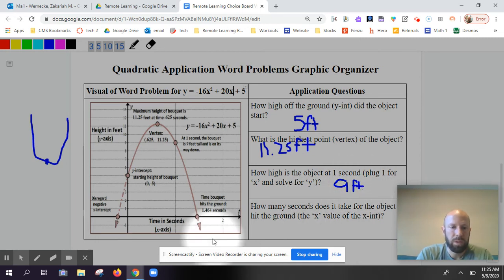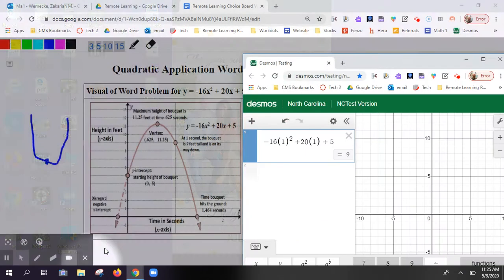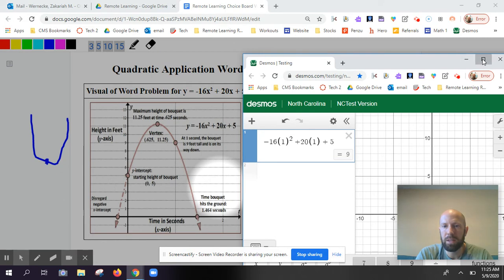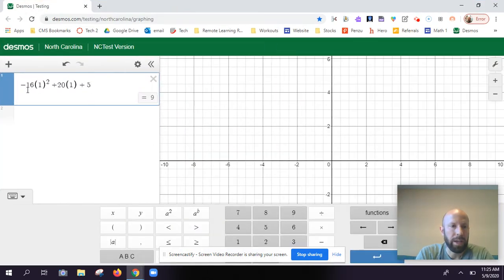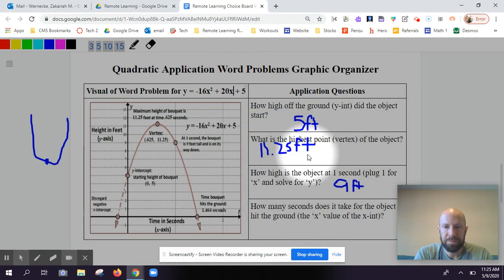If we look at that and you actually type it into a graphing calculator, when you put in a 1, negative 16 times 1 squared plus 20 times 1 plus 5, you are going to get 9. So on any calculator, if you type that in correctly, it's going to tell you that the object is going to be at 9 feet.